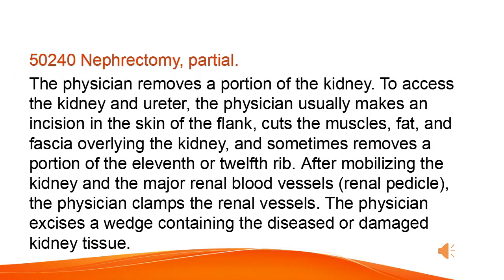Nephrectomy, partial. The physician removes a portion of the kidney. To access the kidney and ureter, the physician usually makes an incision in the skin of the flank, cuts the muscles, fat, and fascia overlying the kidney, and sometimes removes a portion of the 11th or 12th rib. After mobilizing the kidney and the major renal blood vessels, renal pedicle, the physician clamps the renal vessels. The physician excises a wedge containing the diseased or damaged kidney tissue.